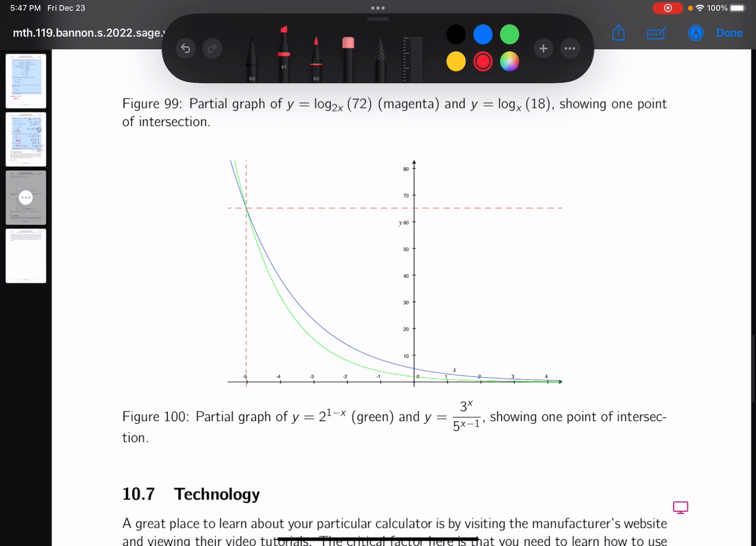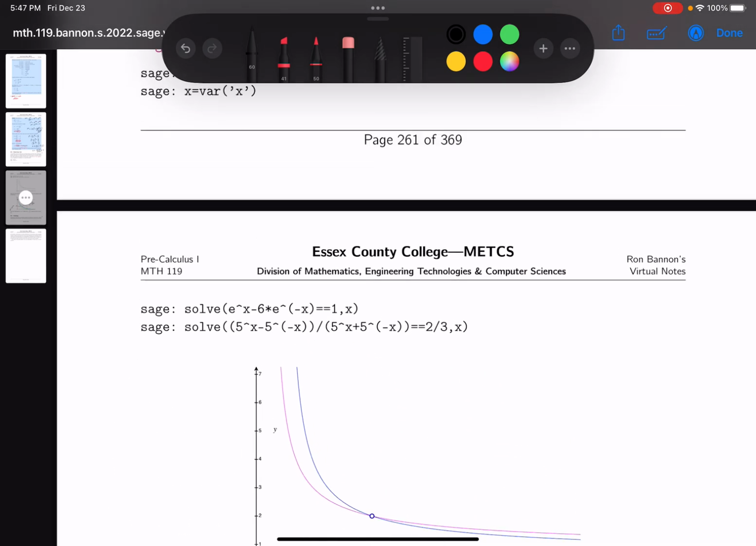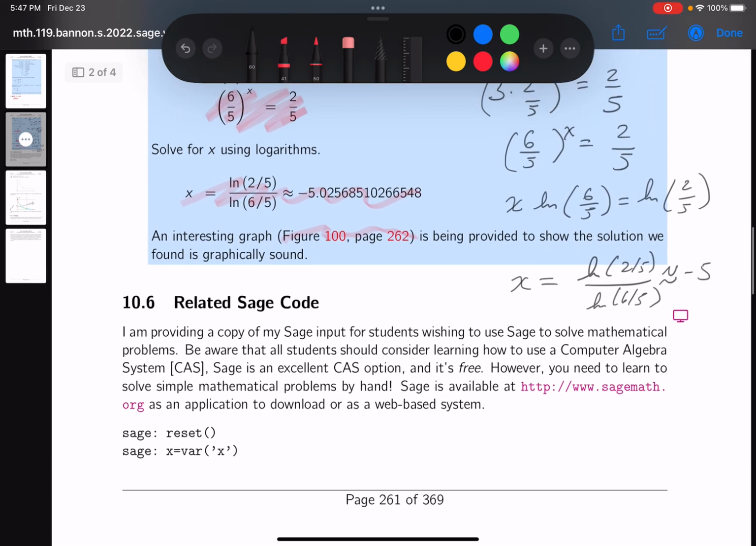I'm seeing what I want to see, which is a point of intersection, and the point of intersection is right over here. Let's talk about what I'm witnessing. I'm seeing the blue curve. The blue curve is actually y equals 3 to the x over 5 to the x minus 1, and the green curve is 2 to the 1 minus x. There's a point of intersection over here. That point of intersection is what we're suggesting it is. It's when x equals that number.